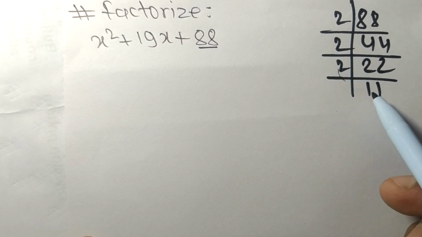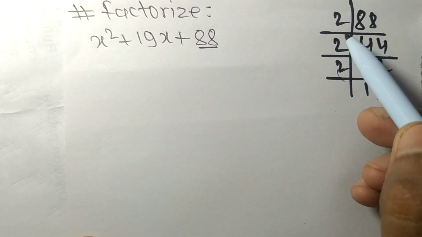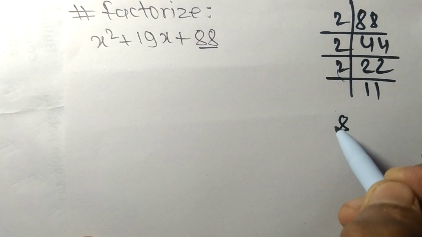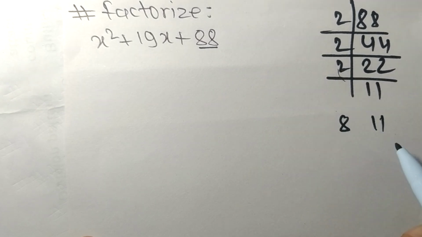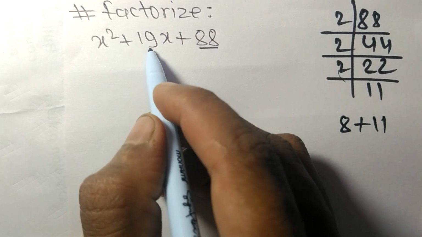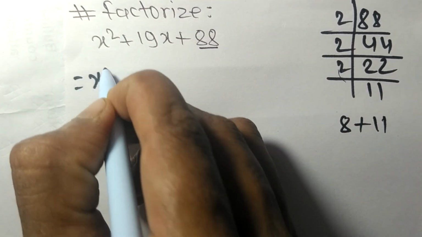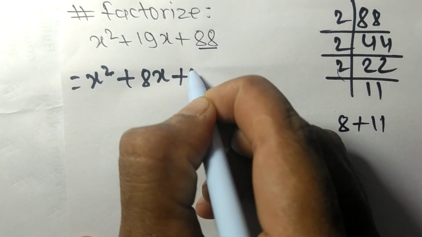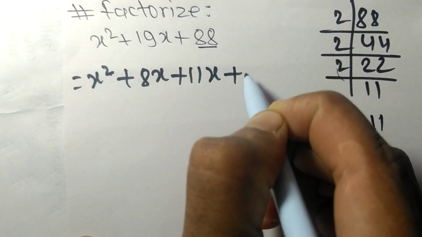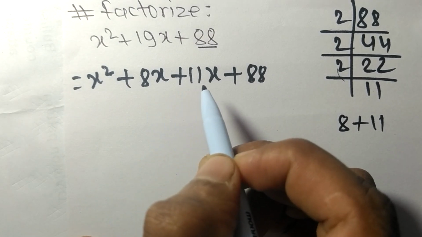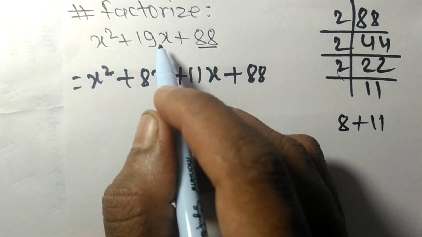Among these numbers we have to make 19. So 2 times 2 makes 4, 4 times 2 makes 8, and this 11. So 8 plus 11 means 19. So it becomes x² + 8x + 11x + 88. So 8x plus 11x means 19x.